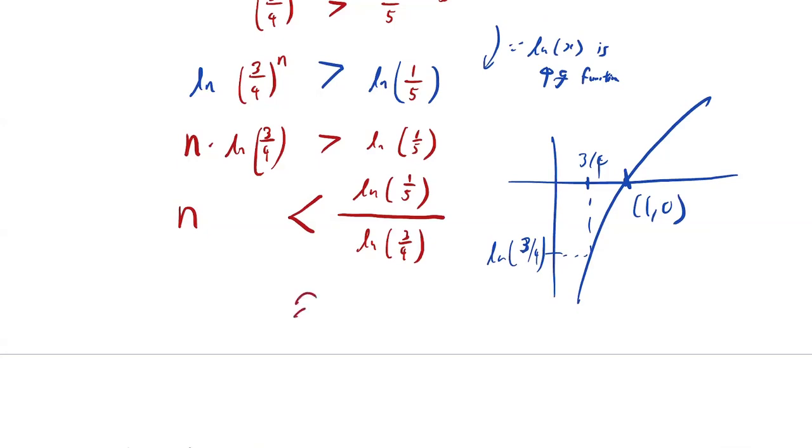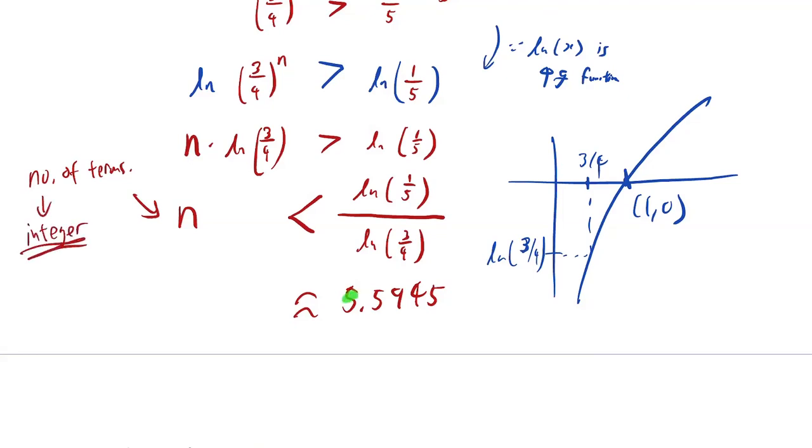I got approximately 5.5945. So n is less than that, but we know that n is a what? N is referring to the number of terms, right? Which must be what kind of number? Can it be decimals? Positive integer. Must be an integer.